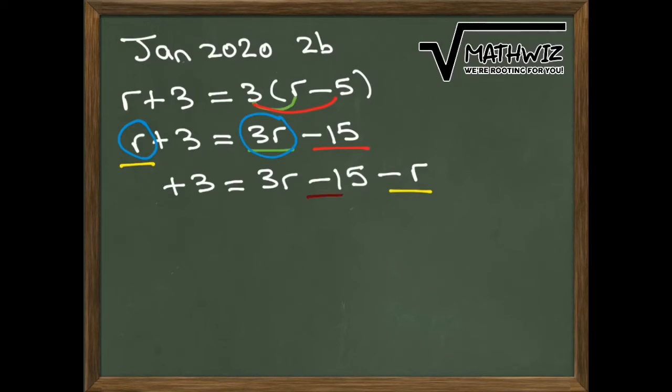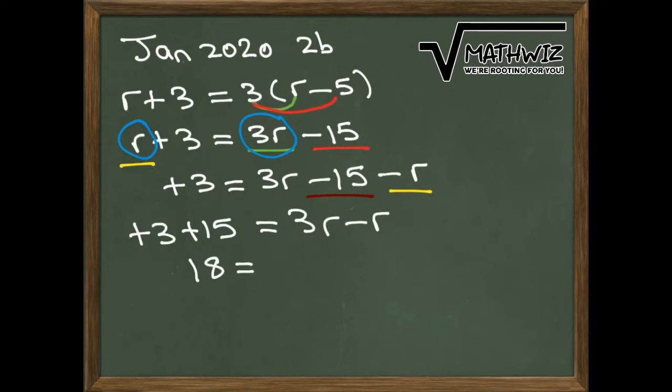Right, so this minus 15, when I take it to the other side, is going to become positive 15. So now I've accomplished what I wanted, which is to have my numbers on one side, my letters on the other. So I can go ahead and say 3 plus 15 is going to give me 18. And then for the like terms, this is where that skill will come in handy.